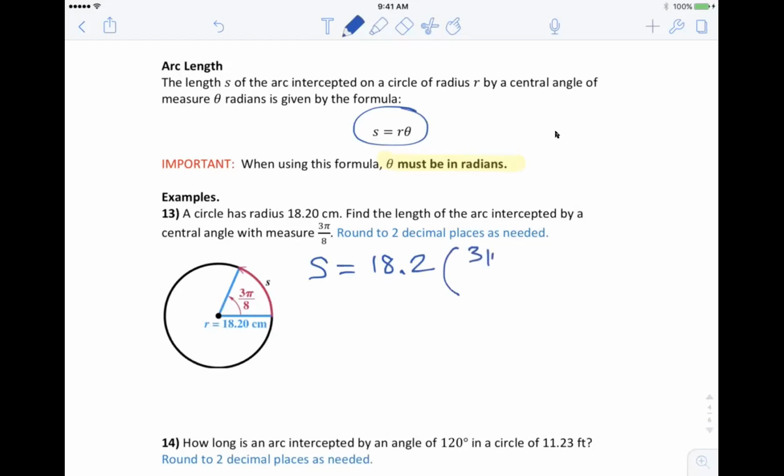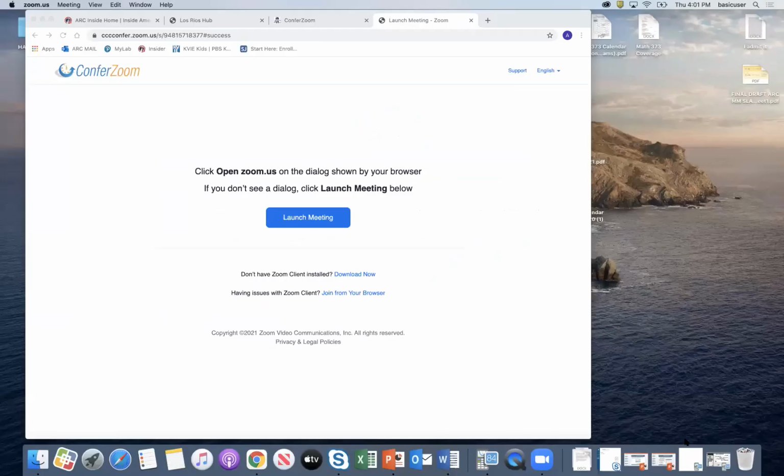Now, is that in radians? Yes, because there's no degree symbol on it, and it has a pi in there. That's another clue, but there's not always a pi, but I know that's in radians. So all I've got to do is type that in my calculator, and I'm good to go. So let me bring up my calculator, and we'll do it that way.